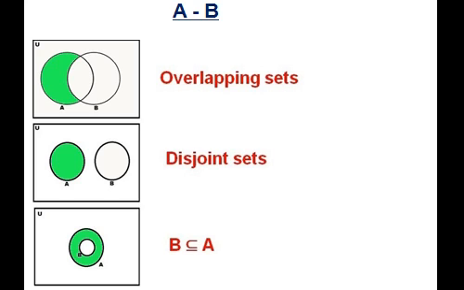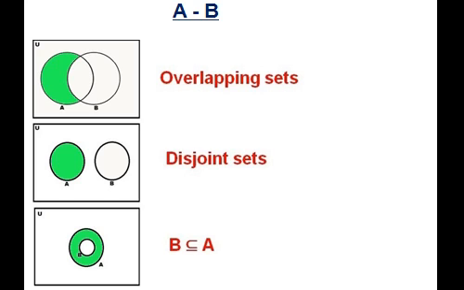So A minus B means all the elements of A which are not a part of set B. So if you see the diagram in overlapping sets, we have only colored the part of A which is not contained in B. So that is A minus B. In the case of disjoint sets, because there is nothing common, the complete circle A will be colored.